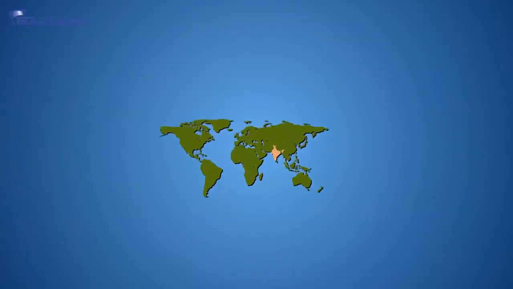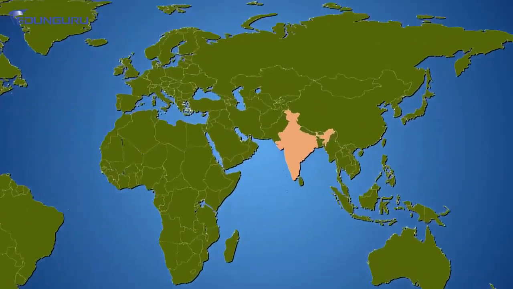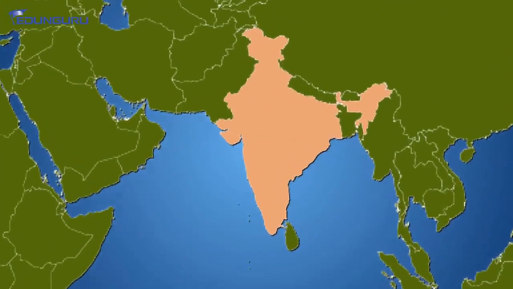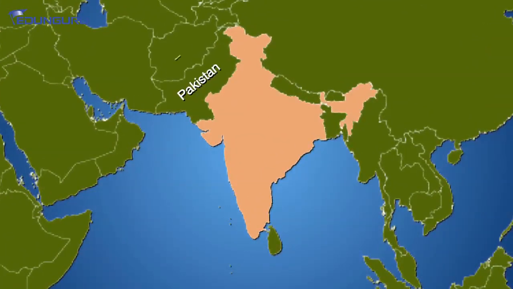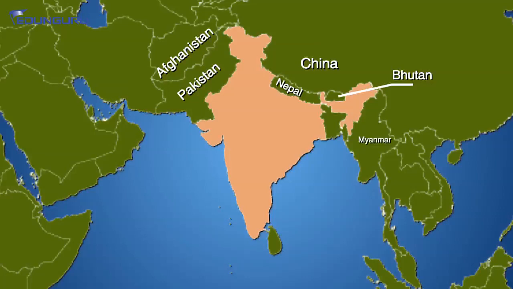Now children, when you look at this map given over here, you can see that on the northwestern portion are situated Pakistan and Afghanistan. On the northern boundary are situated China, Nepal and Bhutan. Then on the eastern side, we are having Myanmar and Bangladesh. So children, these are the basic northern neighboring countries of our nation.